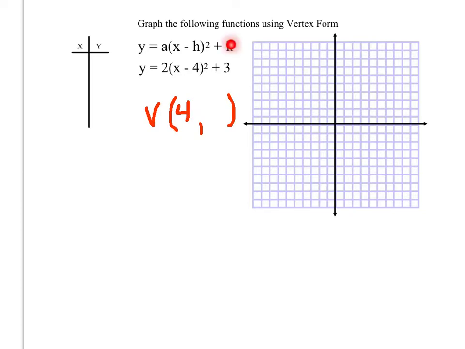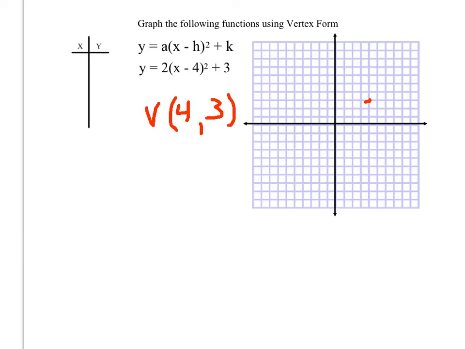And again, we look at k. K is 3. It's supposed to be plus k. We have plus 3. The signs are the same. So therefore, k, or the y coordinate of the vertex, will be at 3. So we can go ahead and plot that point right about there at (4, 3).